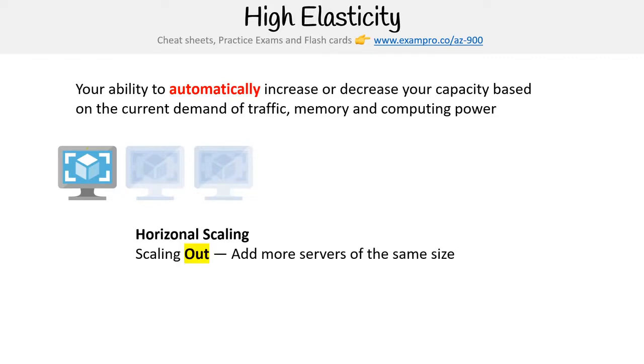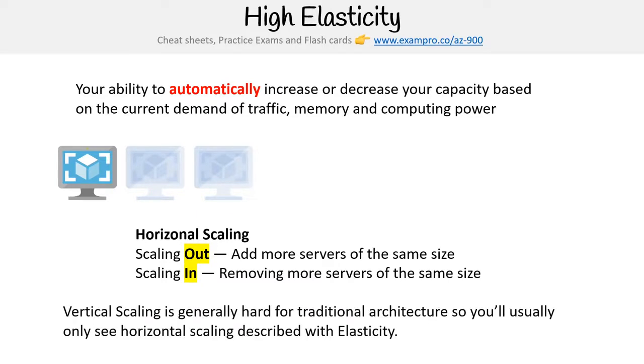So when we say we're scaling out, this means we're adding more servers of the same size. When we're scaling in, this means we're removing servers of the same size. And generally, you're not going to use vertical scaling for high elasticity. It's just extremely difficult to vertically scale, because if you have to increase, let's say, your storage drive, and then you decrease it, you could lose data. So it's not a good idea or even feasible to do vertical scaling with high elasticity.